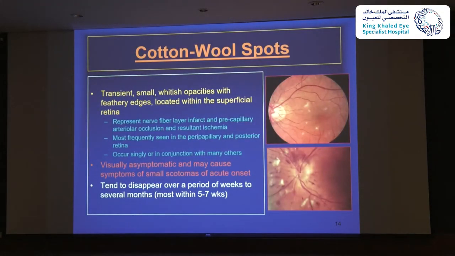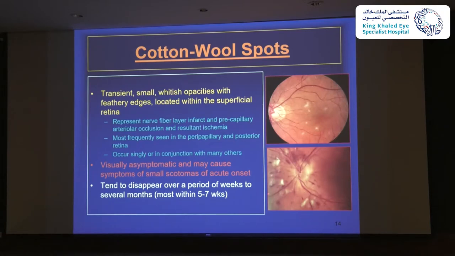So what do cotton wool spots mean? They are transient, small whitish opacities with feathery edges, located in the superficial layer, representing nerve fiber layer infarction. I know that you know this, so we don't need to go into detail. Usually the symptoms are very minimal in these patients. My patient may have relative scotomas rather than frank scotomas, either in the macula or in the visual field, and usually they tend to disappear over a period of weeks to several months, mostly from 5 to 7 weeks.